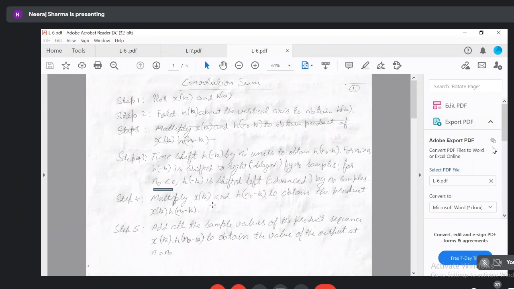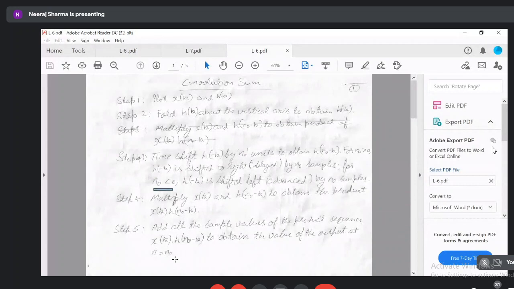Step number 4 is multiply x of k and h of n naught minus k to obtain the product of x of k with h of n naught minus k, right? Multiply both the signals x of k and h of n naught minus k. Step number 5 is add all the sample values of the product sequence, that is x of k and h of n naught minus k, to obtain the value of the output at n equal to n naught, right?